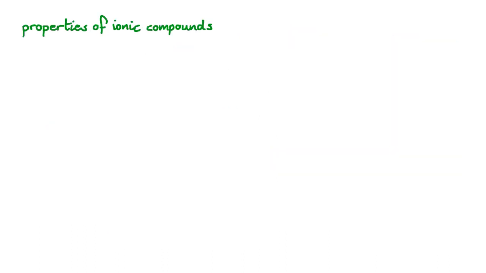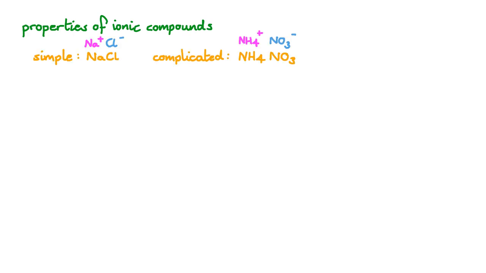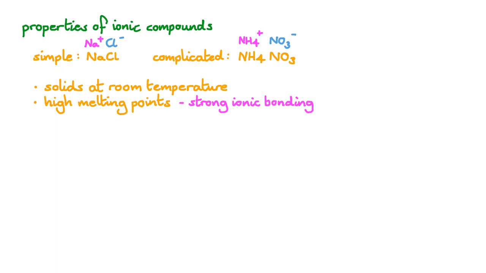Lastly, we come to the properties of ionic compounds. There's a huge variety of ionic compounds, from simple ones like sodium chloride to more complicated ones like ammonium nitrate. But generally speaking, they're solids at room temperature and have high melting points due to the strong ionic bonding. And many of them dissolve in water. Water, being polar, has slightly positive and slightly negative bits, which helps stabilize ions in solution.